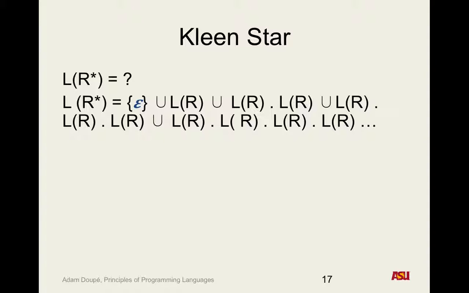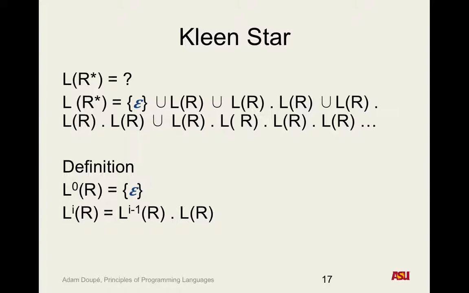Does that kind of make sense? So let's define it more formally, because this may help. We can think of it as a recursive definition. So we have L0, right? The base case here is L with a superscript 0 of R, which we're defining as epsilon. And then, like when we define things recursively, we've defined our base case, and then we say, what do we do for any arbitrary i case? The language described by the regular expression with the i superscript is equal to the language described by i minus 1, so the last one, dot the language described by R.